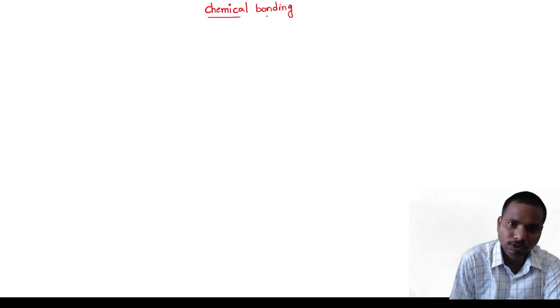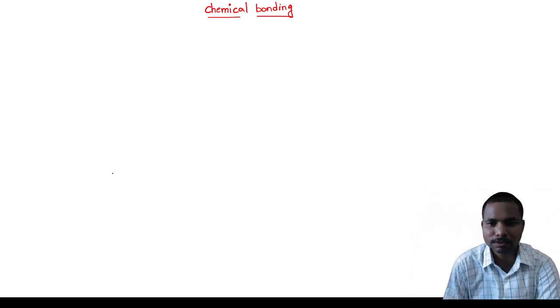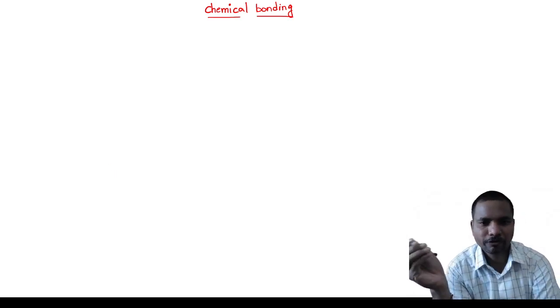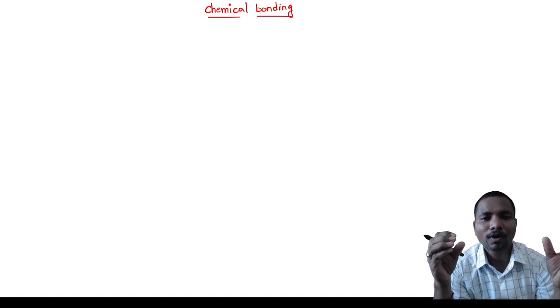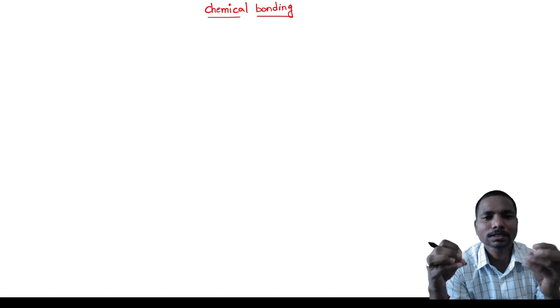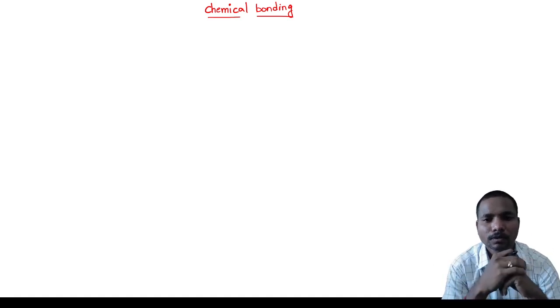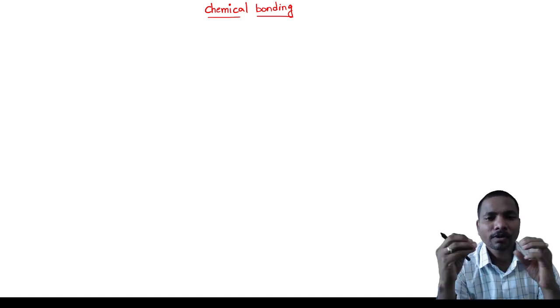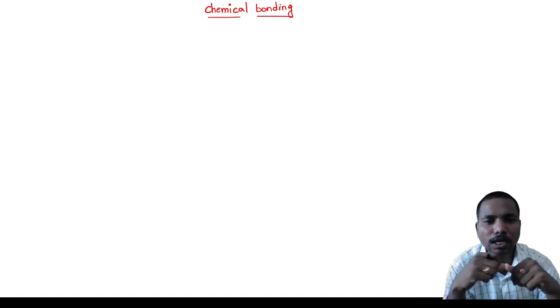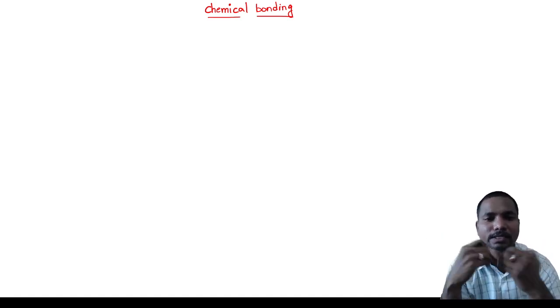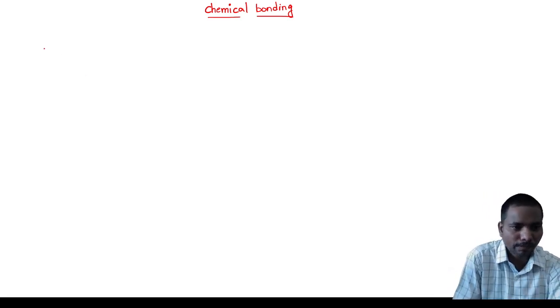You know very well about bond or bonding. What is meant by bonding? For example, friendship is one type of bond. Marriage is also one type of bond. What does this bond make? This bond makes two persons together. In the same way, here also chemical bonding is nothing but the attractive force which holds the atoms together. Same like real time.